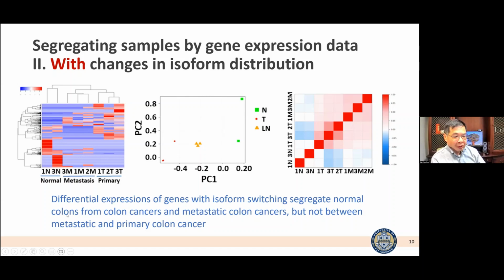Basically, we concluded that differential gene expression with isoform switching reasonably segregates normal colon from all colon cancers and metastatic colon cancer, but not between metastatic and primary colon cancer, because this one here with this one is still close to each other. Look at the tumor here. The distance from here to here is basically equivalent. So they are not extremely good in terms of segregation.